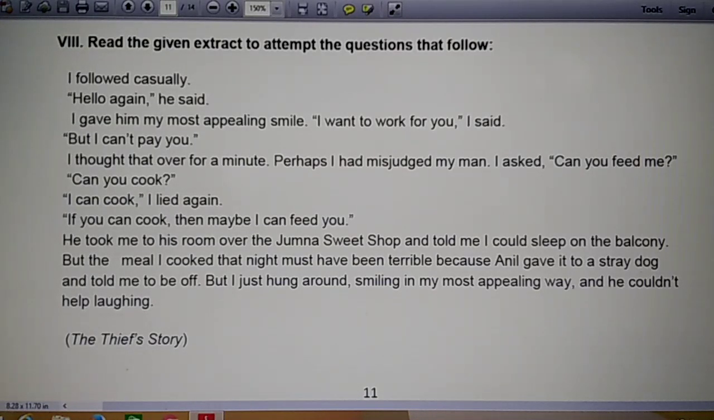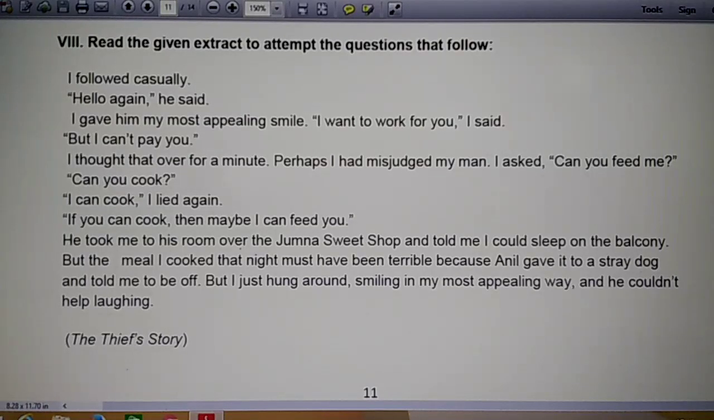I asked, can you feed me? Can you cook? I can't cook, I lied again. If you can cook, then maybe I can feed you. He took me to his room over the Jamna sweet shop and told me I could sleep on the balcony. But the meal I cooked that night must have been terrible, because Anil gave it to a stray dog and told me to be off. But I just hung around smiling in my most appealing way, and he couldn't help laughing.